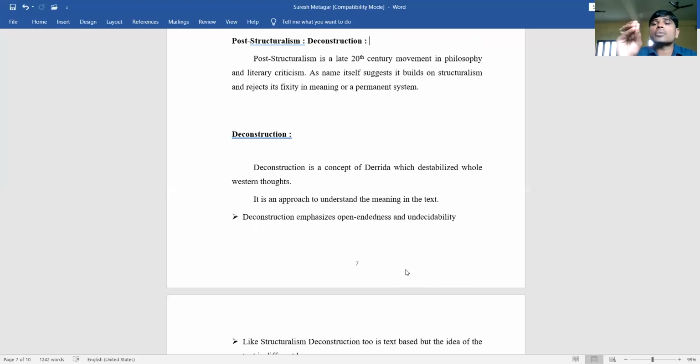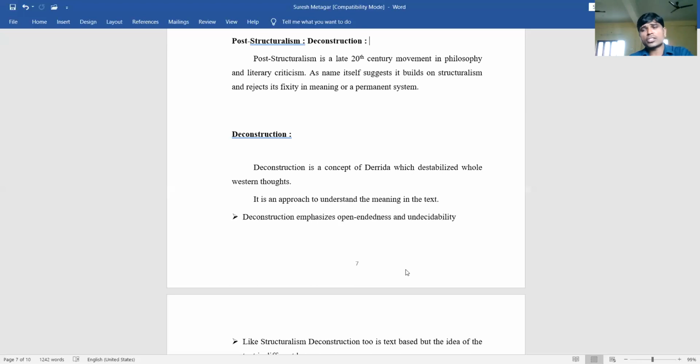Deconstruction is an approach to analyze text, an attempt to understand the meaning of a text. But what they find is there is no fixed meaning for any language or culture or literature. Meaning keeps on shifting. They emphasize open-endedness and undecidability. You cannot decide this is the fixed meaning, because our language, our culture, our way of living, everything is conditioned by a particular time, and those conditions keep on changing.